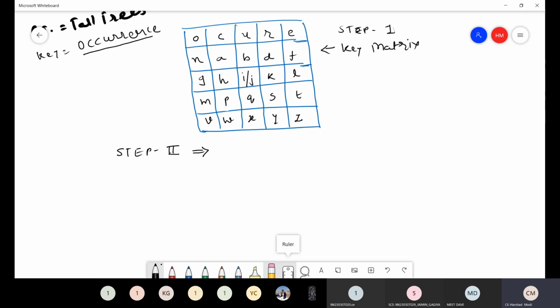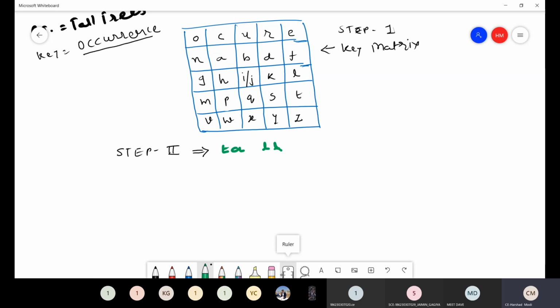We have to do the pairing of our plain text. So our plain text is tall tree. So the first pair will be TA. Second pair will be double L. But we have to remember that if the same letter comes in a single pair, then we have to pair it with a filler like X.